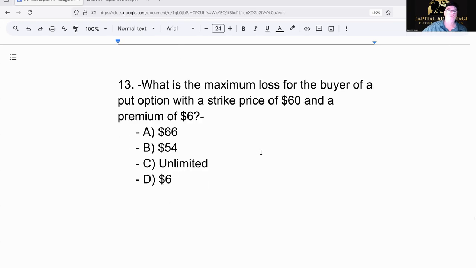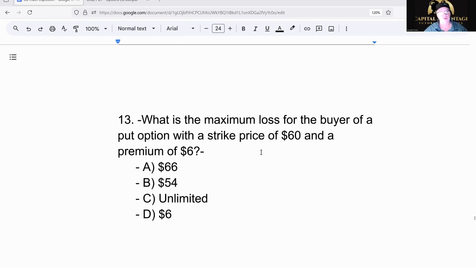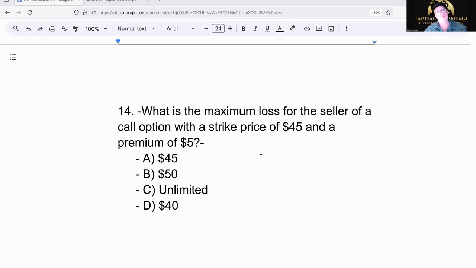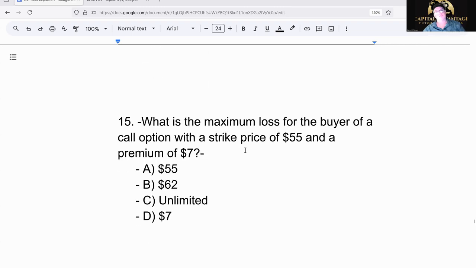You should know this. What is the max loss for a buyer of a put option with a strike? I don't care. I buy something, the most I can lose is the premium. Doesn't matter if it's a call or a put. Premium is 6. I love it. What is the max loss for the seller of a call? When I sell a call, my max loss is, yes, you guessed it, unlimited. Keep up with me, people.